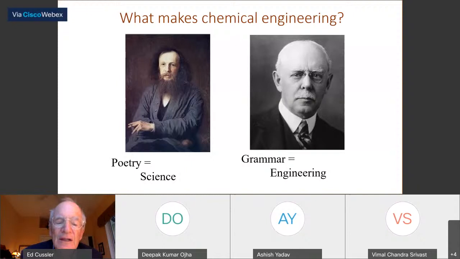And his suggestion of a periodic table gave an intellectual poetry to chemistry as a whole. It told you how you can approach chemistry.